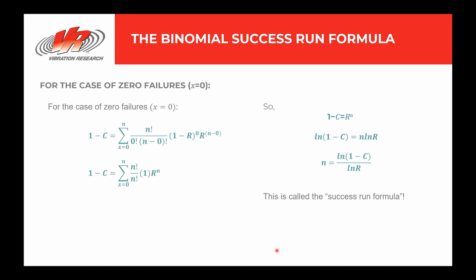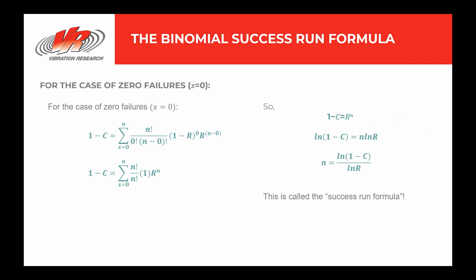And here's what happens, right? If I don't allow any failures and I accumulate my binomial failure distribution, right? So now n factorial over 0 factorial, 0 failures, over n minus 0 factorial, or 1 minus r to the 0 power, r to the n minus 0, right? So we get n factorial over n factorial, which cancels. And anything to the 0 power is 1, so that's 1. And we end up with 1 minus c is equal to r to the n.